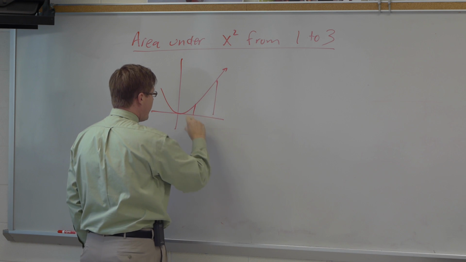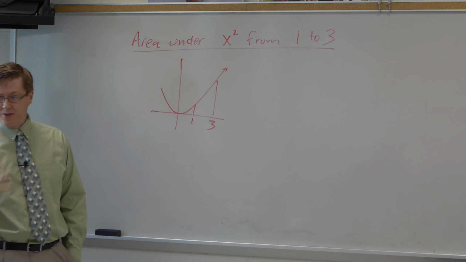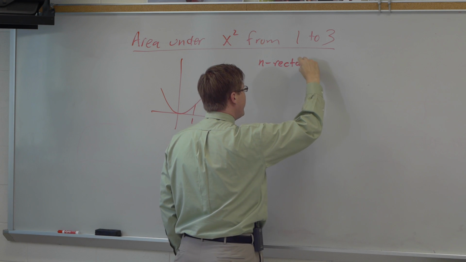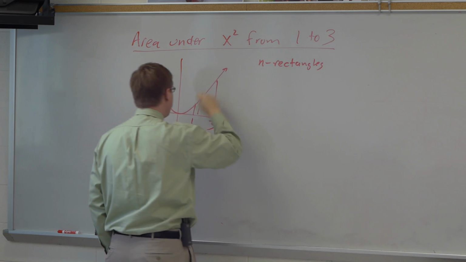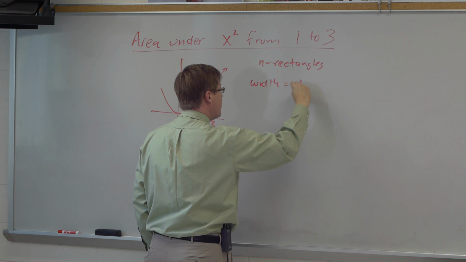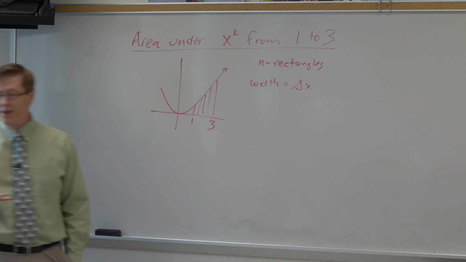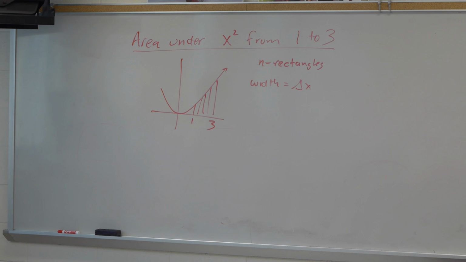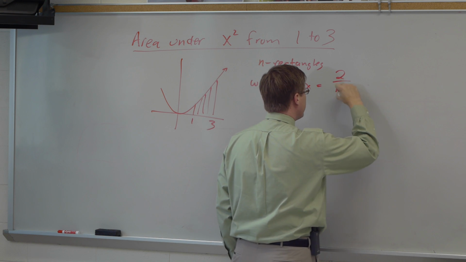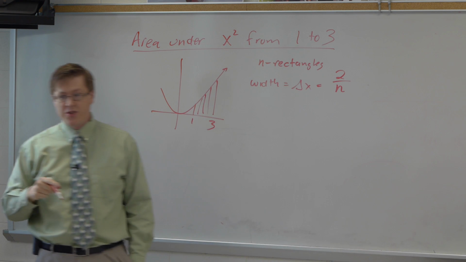If I want the area under x squared from 1 to 3 using Riemann sums, I'll chop it up into n rectangles. And the width is delta x. What's the width of each rectangle going to be in this case? 2 over n, right. So delta x is 2 over n.